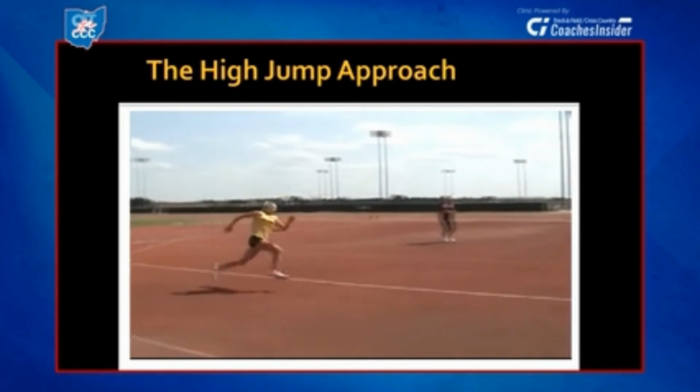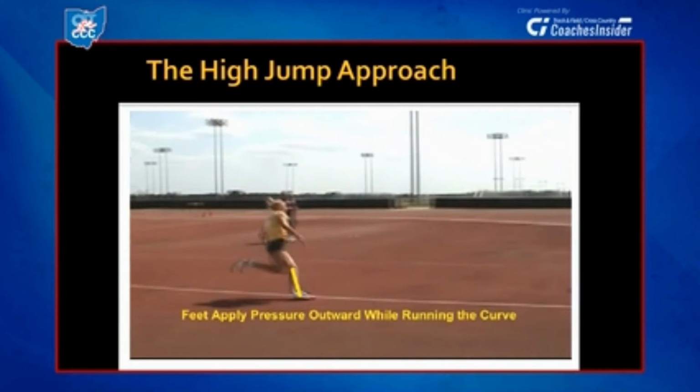Now, if you'll notice here, we're into the curve. And if you look at her shin angle, you'll notice that the knee is further from us than the foot, so the shin is tilted away from this. This means that the feet are pushing out against the surface, and this is the single most important thing in high jump approach running, is this outward pressure with the feet. This outward pressure with the feet dictates the quality of the tangential forces that we're going to develop here. So it's all about the feet pushing out.